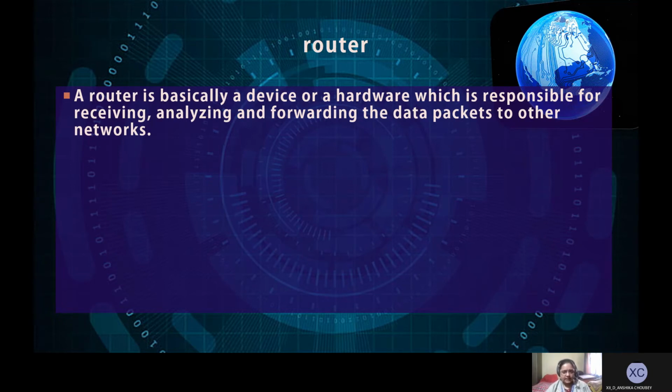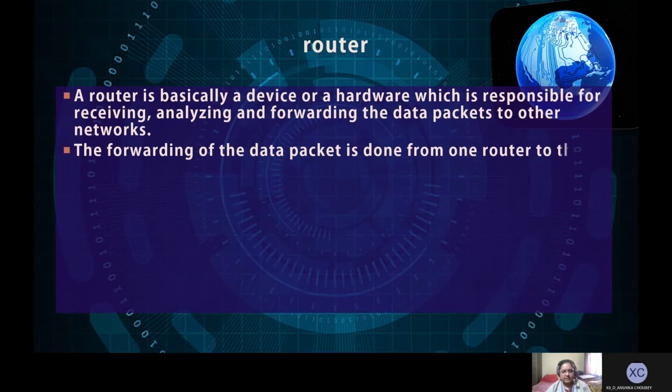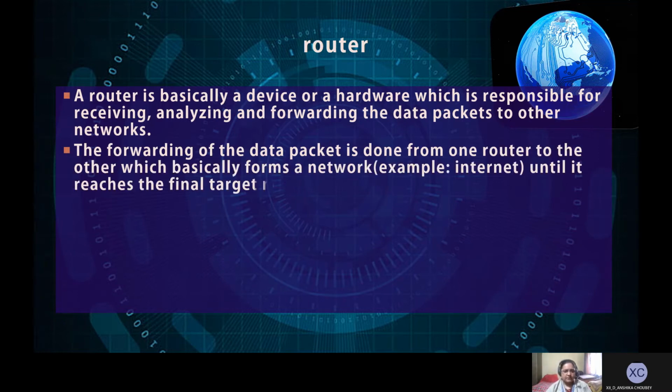The router is like a device or an interface which connects two LANs, two local area networks together, and it also enables different computers to connect to each other, right? The forwarding of data packets is done from one router to other. Basically it forms a network, and router always calculates the best path, which we will be studying in the next chapter, that is computer networks part 2.